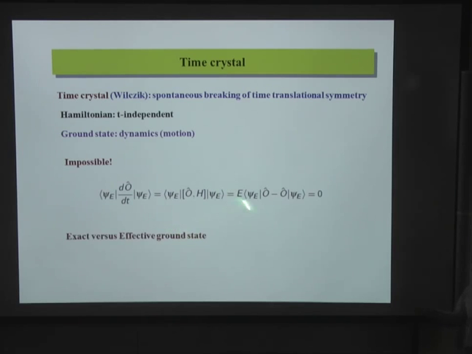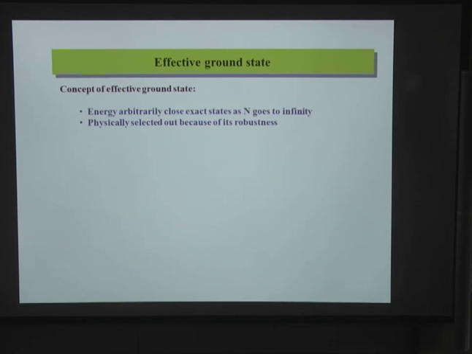Then the question is whether one should still bother with this. Of course, this sounds to be impossible now. So the first thing we need to clarify here is that we are not looking for the exact ground state, because for that, there's no time dynamics. What we look for is some effective ground state. So what's the concept of this effective ground state? This concept is actually pretty common. It's for many-body systems.